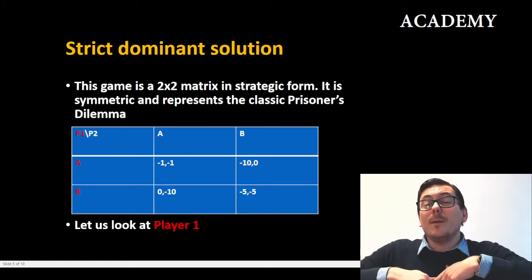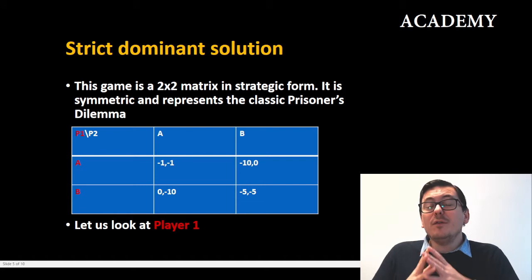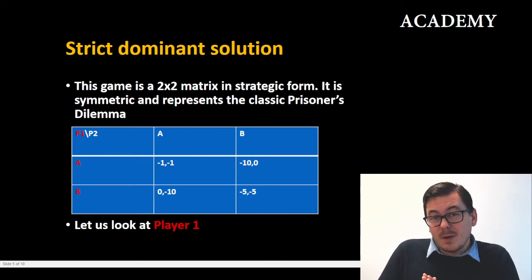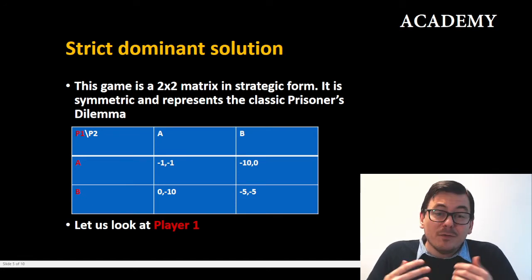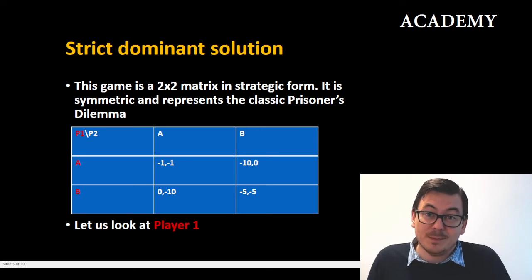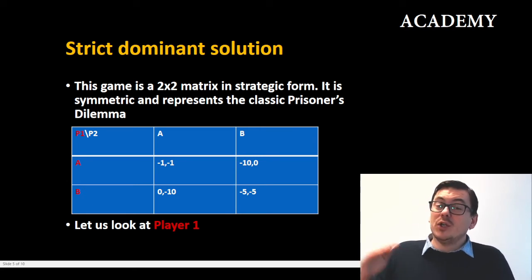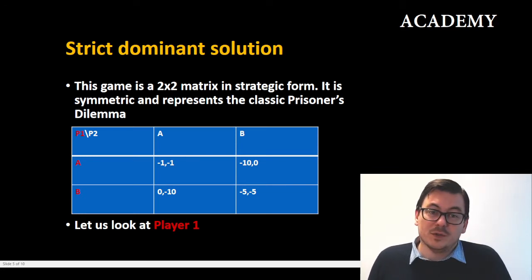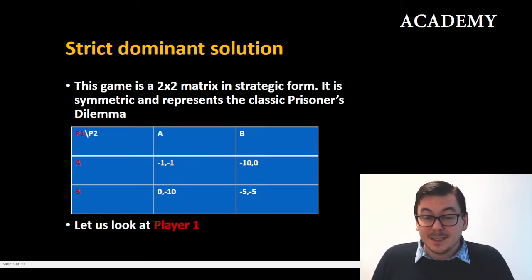When we look at the payoffs of player 1, it would be the first number before the comma. So if player 1 chooses strategy A, he could get -1 if player 2 chooses A, or -10 if player 2 chooses strategy B. So when you look at player 1, you look at the rows and not the columns. If player 1 chooses B, he would therefore get 0 or -5.